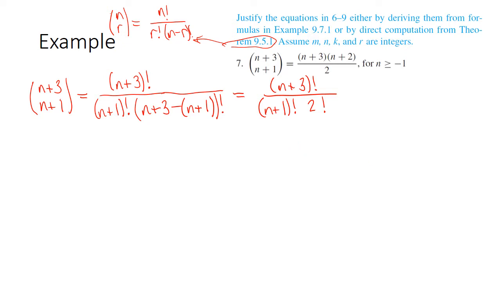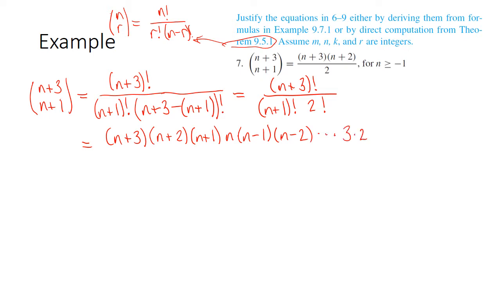Anyway, let's keep simplifying this. What I want to do is simplify the factorials to get some cancellation. So I'm going to start writing out n plus 3 factorial. The first factor is n plus 3, and then you just go down by 1. The next one will be n plus 2, then n plus 1. Then of course I would have n, and then n minus 1, and n minus 2, and dot dot dot, all the way down through 3, 2, 1. I'll write some of them out so you can see what's happening here. You don't have to do this many if you don't want to.